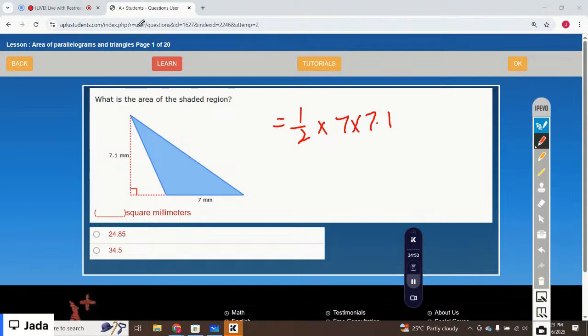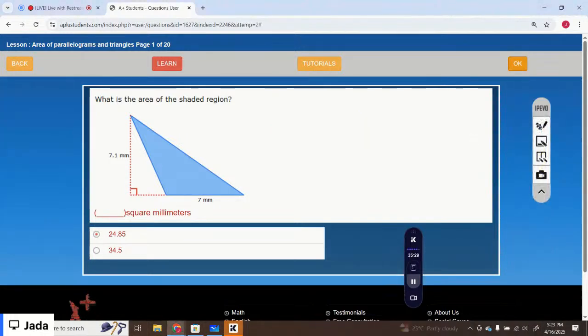So 7 times 7.1 divided by 2, that is 24.85. That is 24.85. Option number one is the correct option.